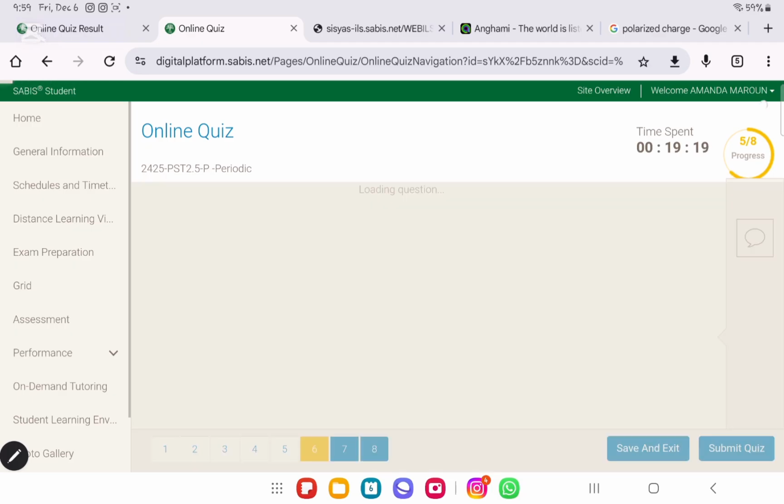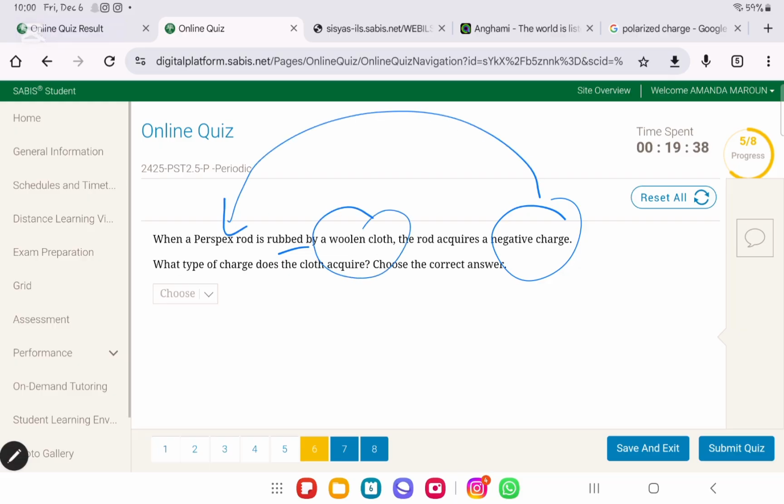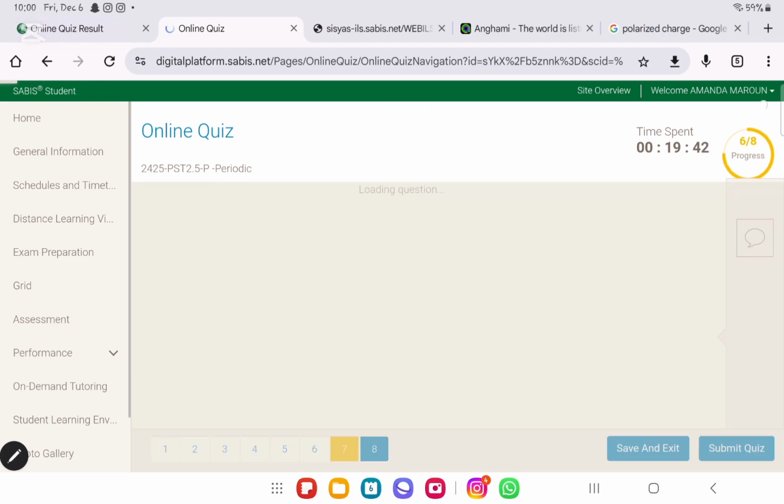Now we move on to question number 6. When a perspex rod is rubbed by a woolen cloth, the rod acquires a negative charge. Now remember, rubbing two different materials, they will acquire the same number of charge but different sign. So if this one is negative, then definitely the woolen cloth is gonna be positively charged.